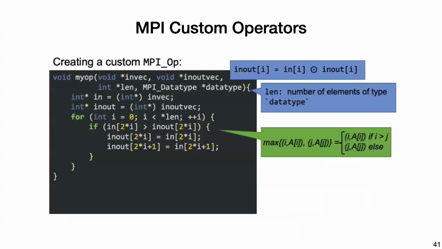And if you want to define a custom operator, you make a function. Here it's called myOperator, which takes in a vector and an out vector. This is a length, and these are the data types. This iterates over the length. This is the number of elements of this type, so this is iterating. Oh, this part is the tuple, and in and out is just the input and output arrays.